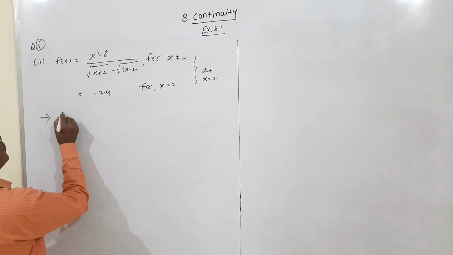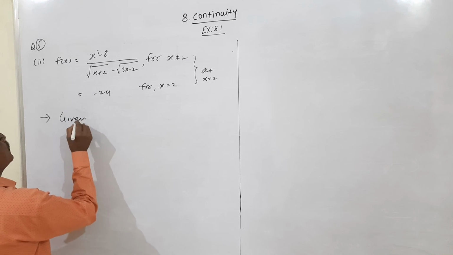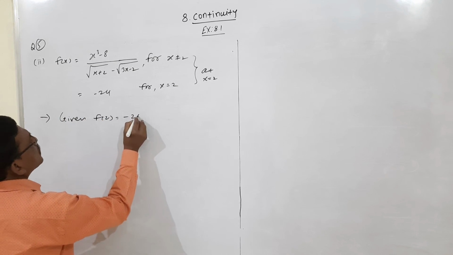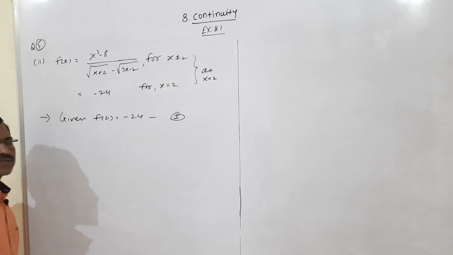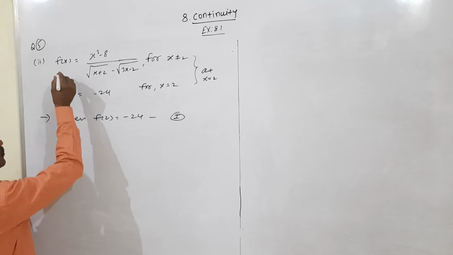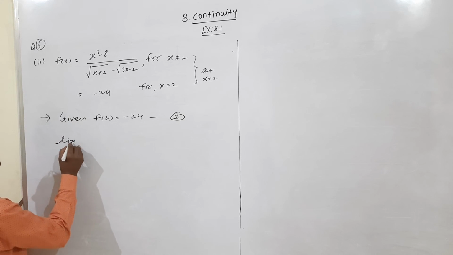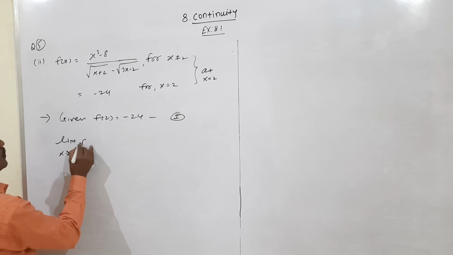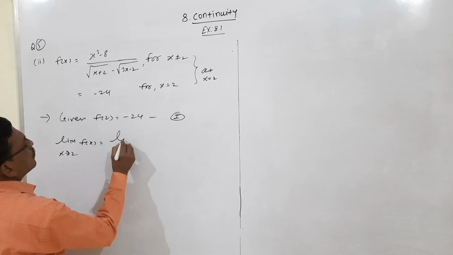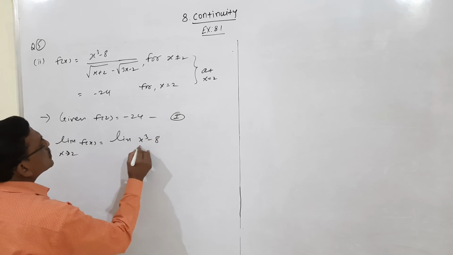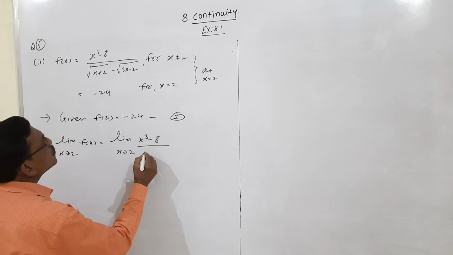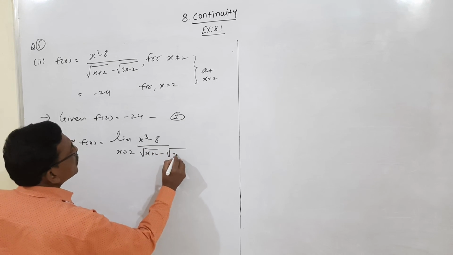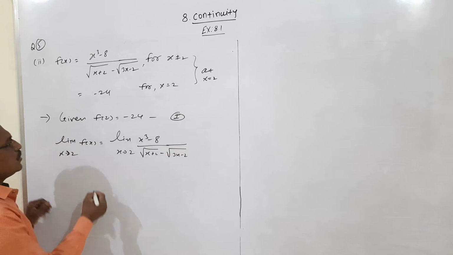So first, f of 2, the function value at that point, is given as minus 24. Call this equation first. Now we have to apply the limit. We apply the limit to this function as x tends to 2. f of x is equal to the limit as x tends to 2 of x cube minus 8, divided by root of x plus 2 minus root of 3x minus 2.